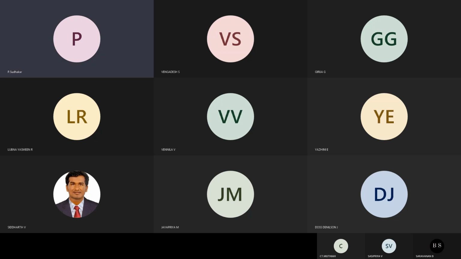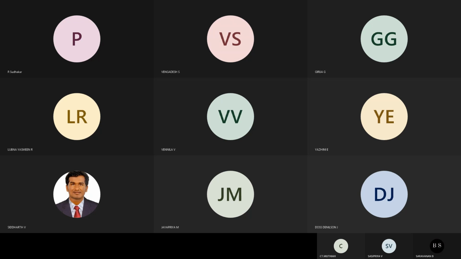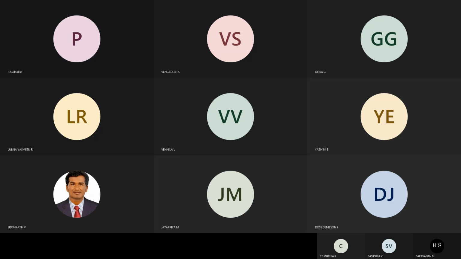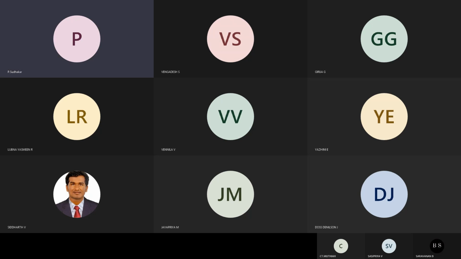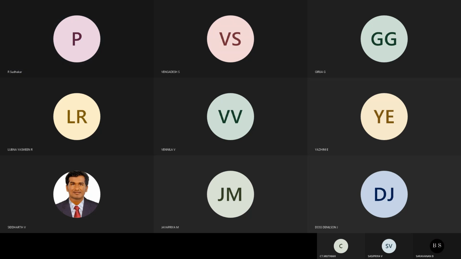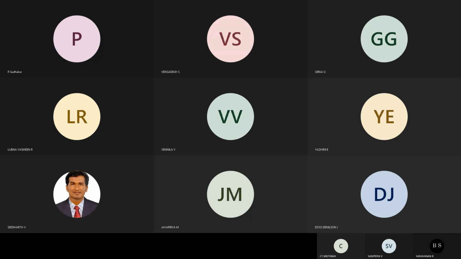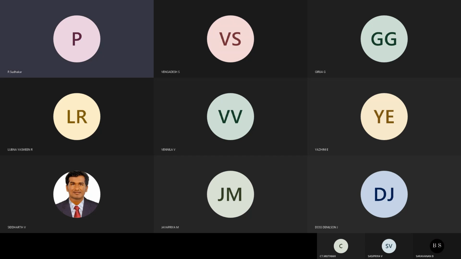So H2C, what is the formula? The convective heat transfer coefficient between the glass cover and ambient. What is the formula for H2C?